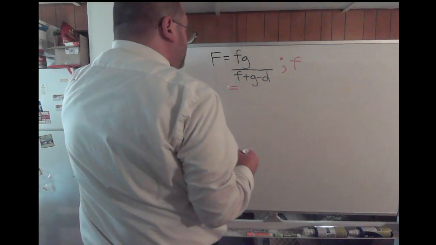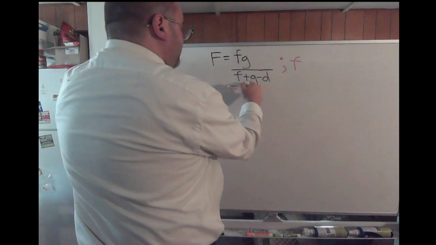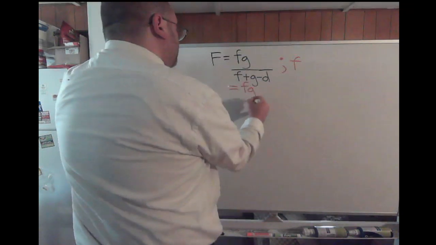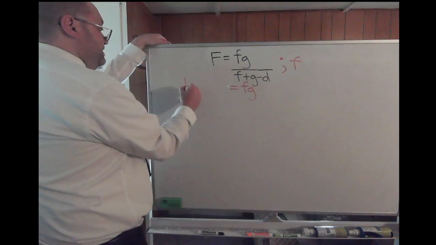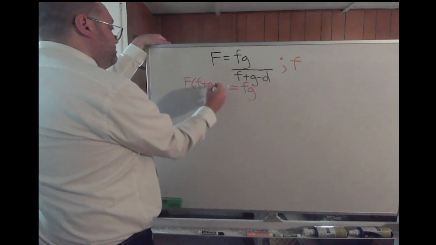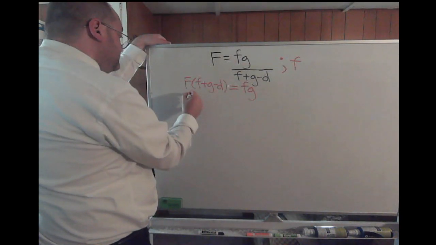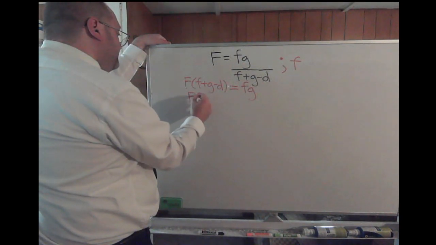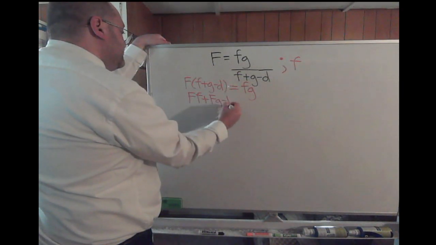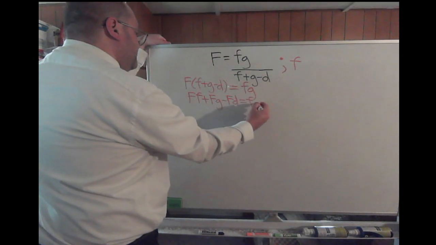What we have to do is multiply once again the right side by f plus g minus d. You'll just end up getting fg by itself, but you have to do it to the left side too, so you take f times the quantity of f plus g minus d. If you do that, you'll get uppercase F lowercase f plus uppercase F lowercase g minus uppercase F d. That would be equal to lowercase fg.